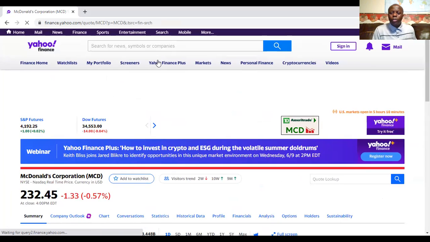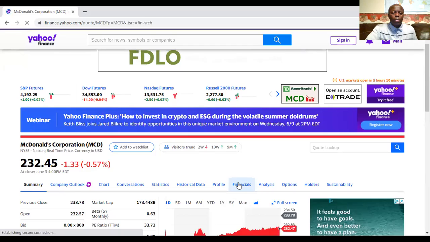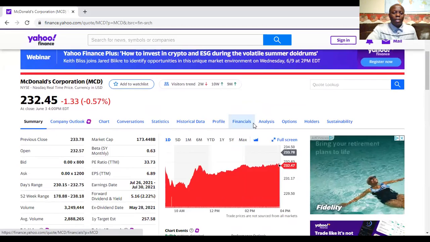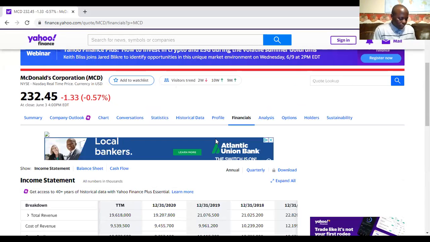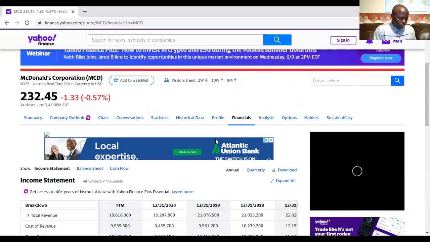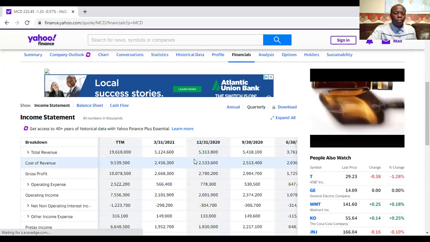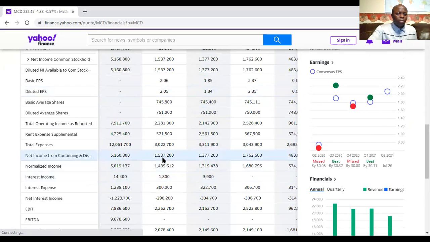So those of you who want to evaluate stocks, you can see how it is done. Very easy. It's not like rocket science. So this is McDonald's. We look at the financials, so I can bring up the income statement. We are looking for net income and net sales. In this case, net income, let's look at the quarterly statement. This net income is 1,537,200.